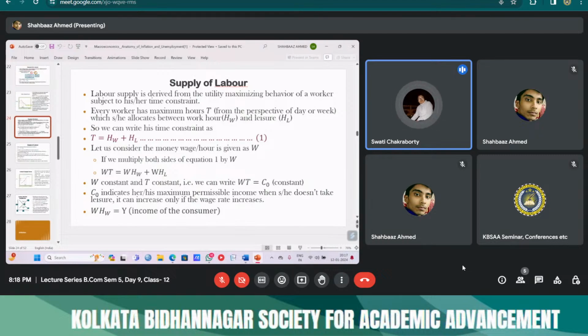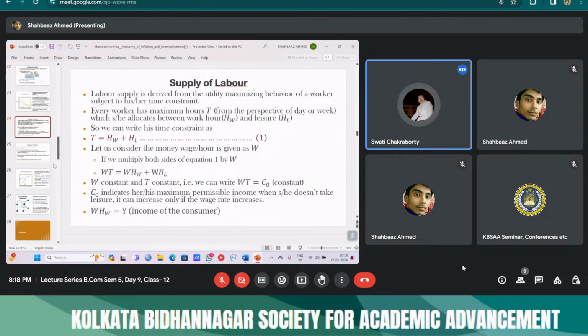He or she would want to allocate that time to work and leisure. Work hours are denoted by HW and leisure time is HL. So the total time T, his time constraint, is equal to HW plus HL, right? And he or she is also given a money wage per hour, that is W. So if we multiply W on both sides of equation 1, we get WT is equal to WHW plus WHL.